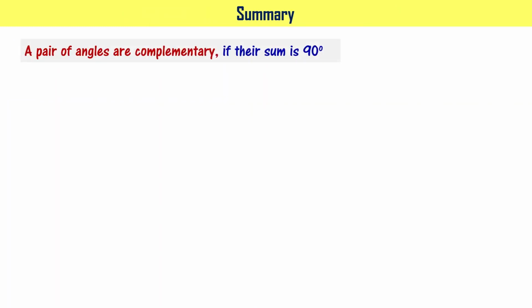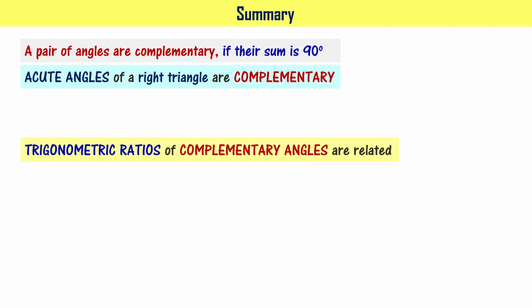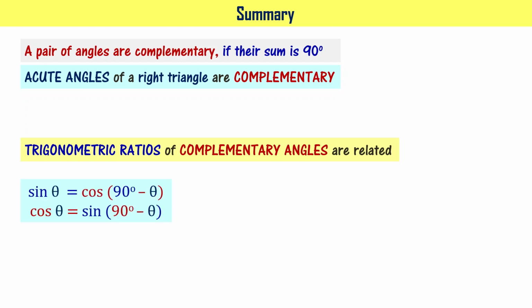A pair of angles are said to be complementary if their sum is 90 degrees. It means that acute angles of a right triangle are complementary. And trigonometric ratios of complementary angles are related. That's what we learned. Sin theta can be written as cos of 90 degrees minus theta, and cos theta can be written as sin of 90 degrees minus theta, right?